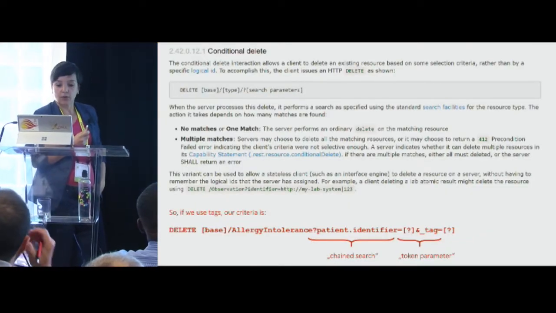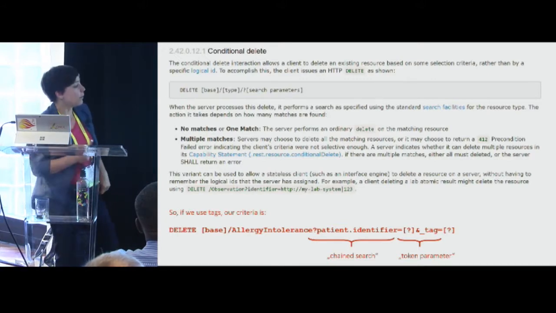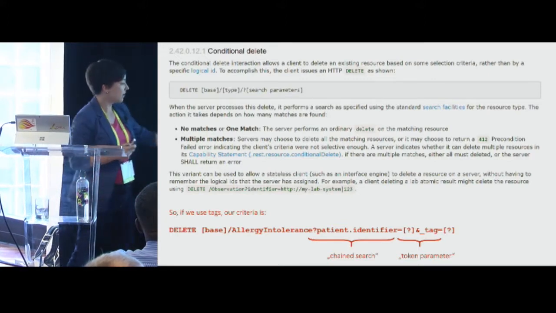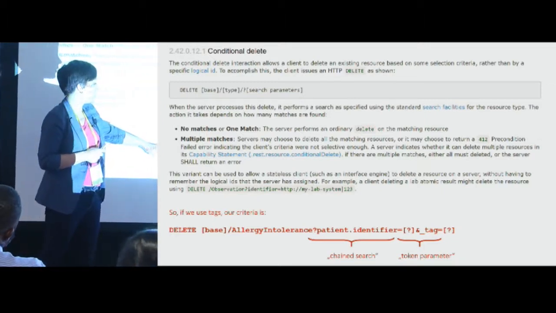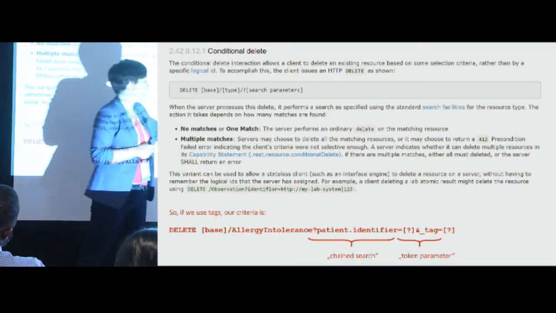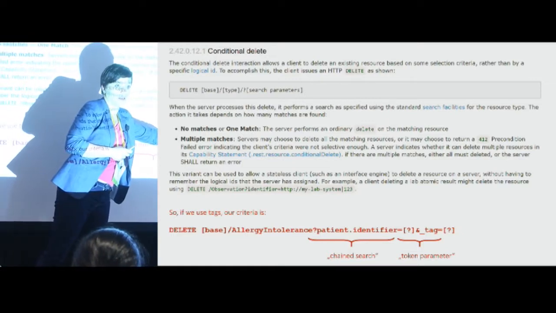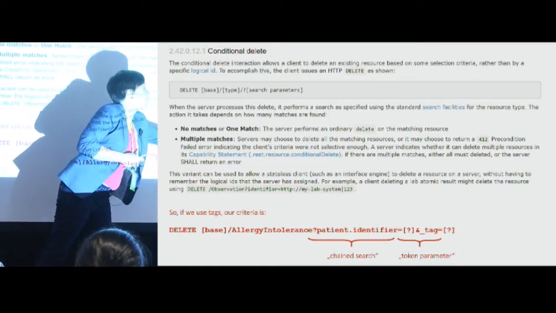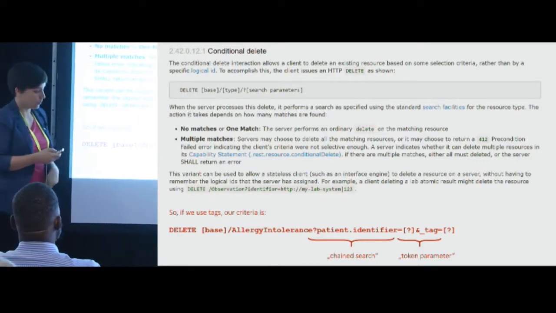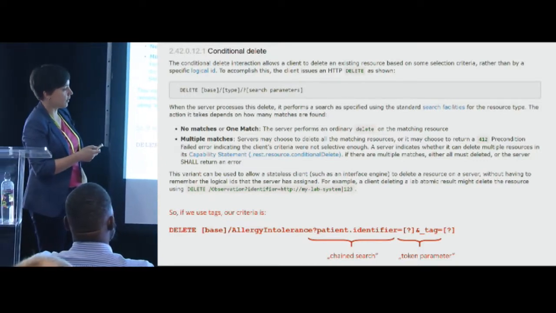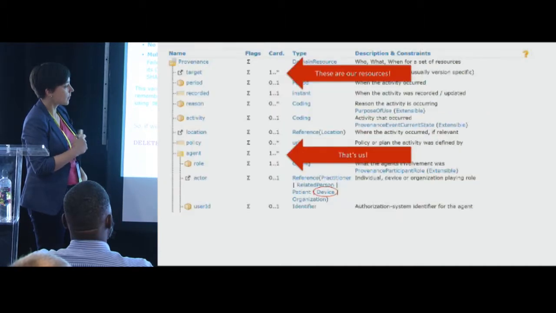So here's the correct way, the simple way using tags. In a simple scenario, we would just look for all allergy intolerances where the patient identifier is our current patient identifier from our message, and the tag is whatever tag we usually use to mark our resources that we created.